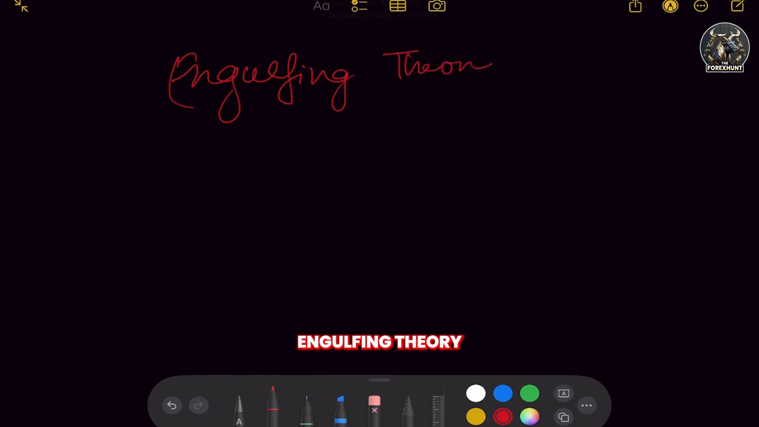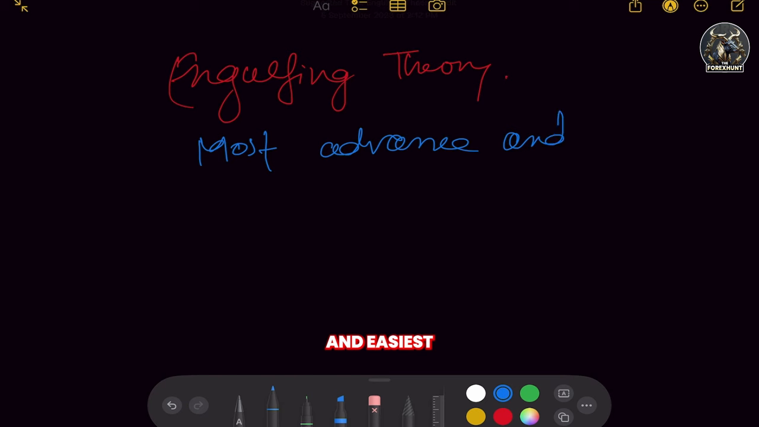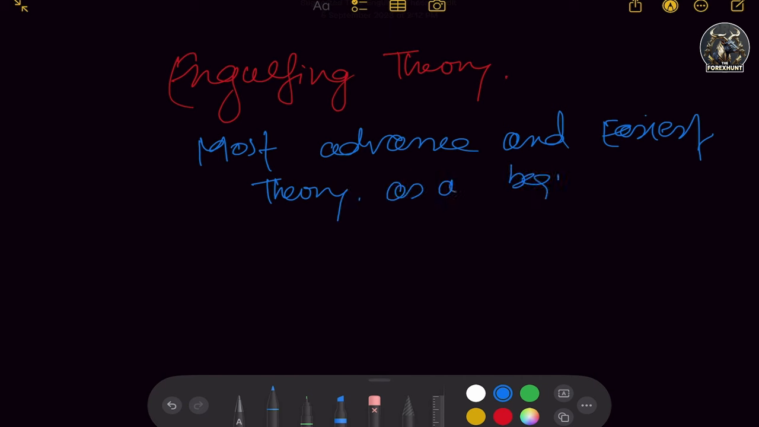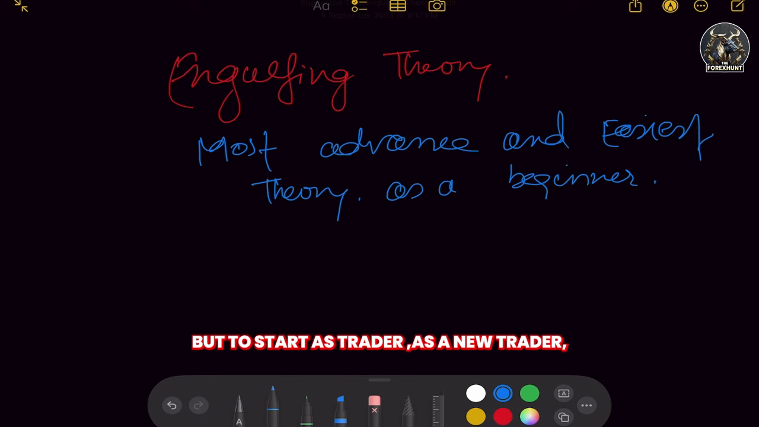Engulfing theory. The most advanced and easiest theory to learn. As a beginner, coming to the advanced topics, you may find some difficulties in understanding, but to start as a new trader, this theory is very important to be understood by you.